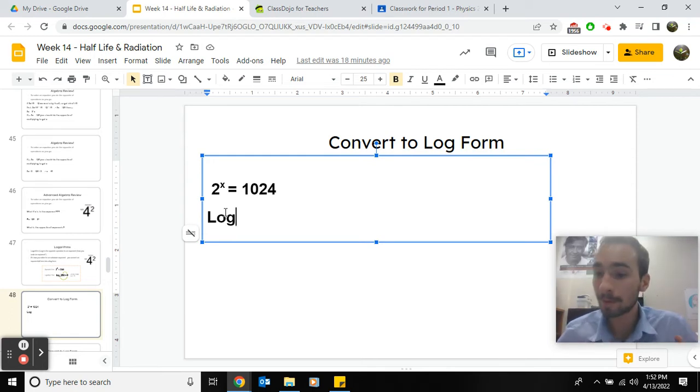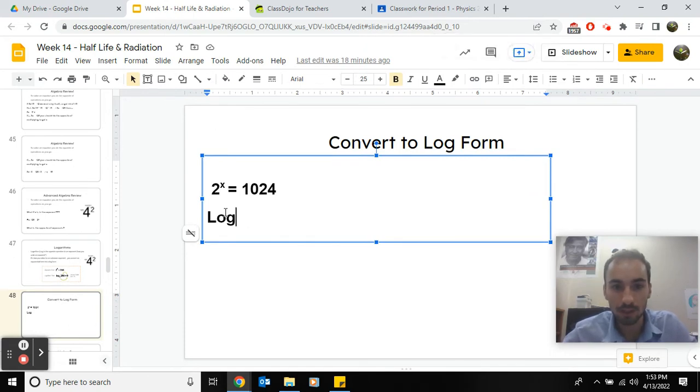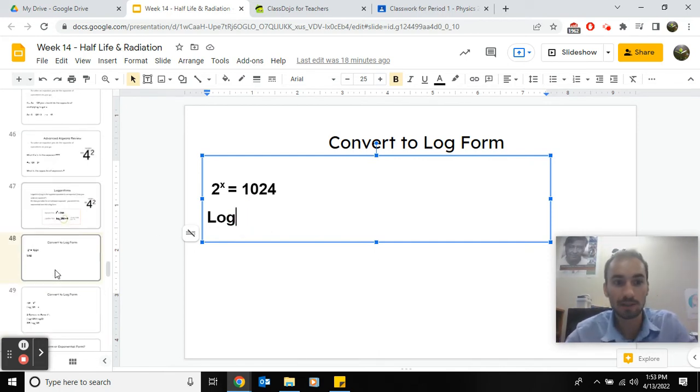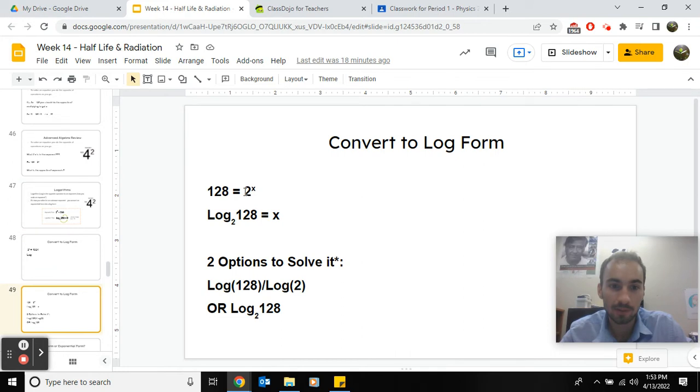To convert it to log form, for the calculator, you type log, and then in the subscript or the base, what happens is the 2, since it's attached to the x but it's below the x, the 2 gets pushed down. So the 2 gets pushed down, and then the x and the 128 swap places.